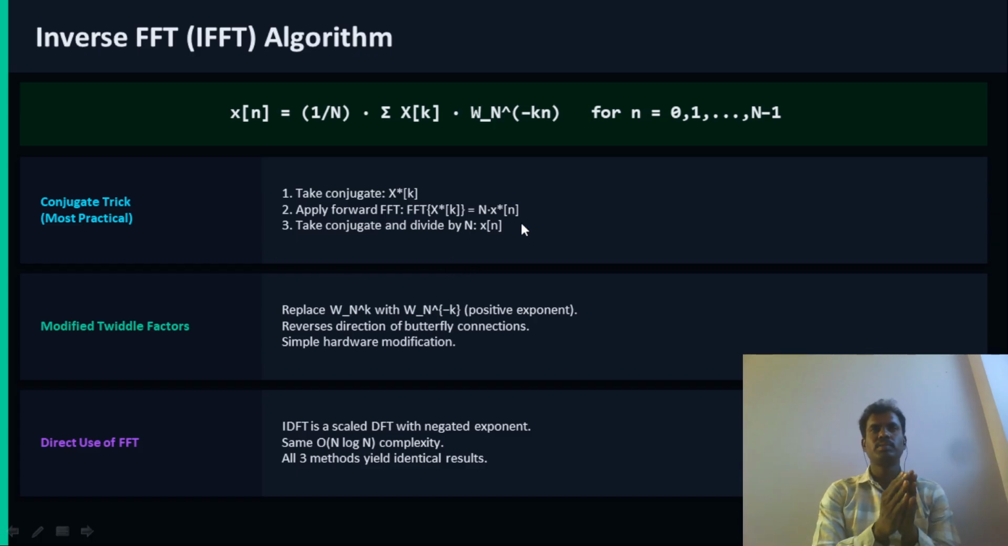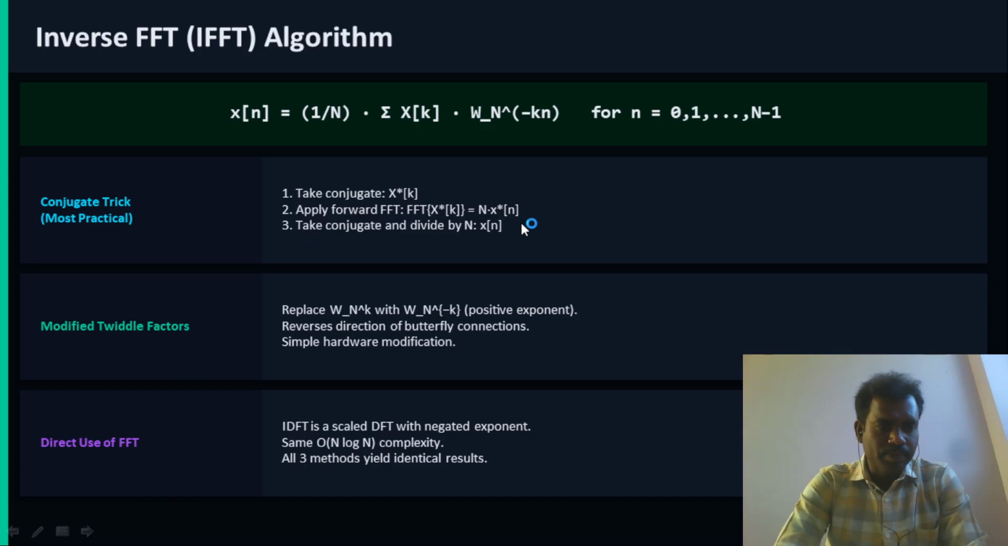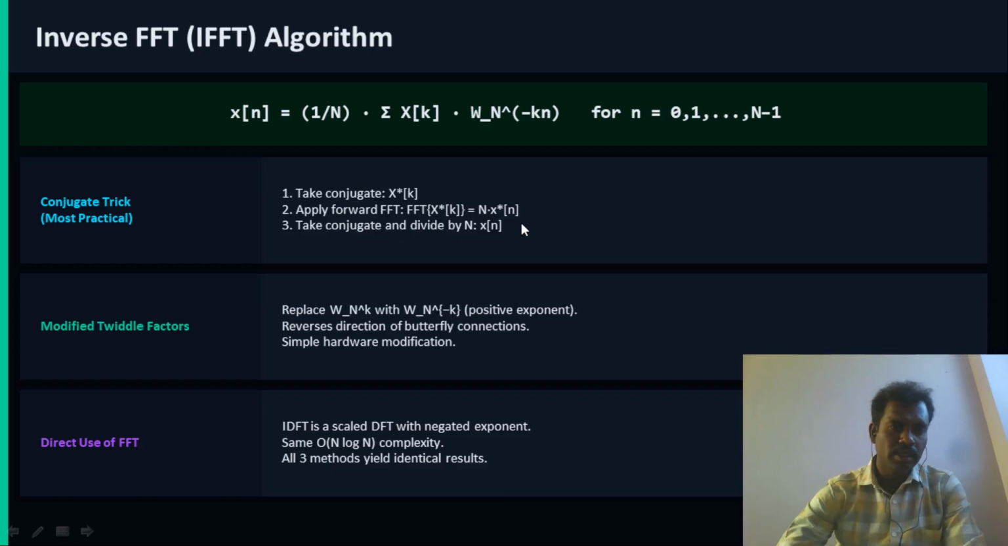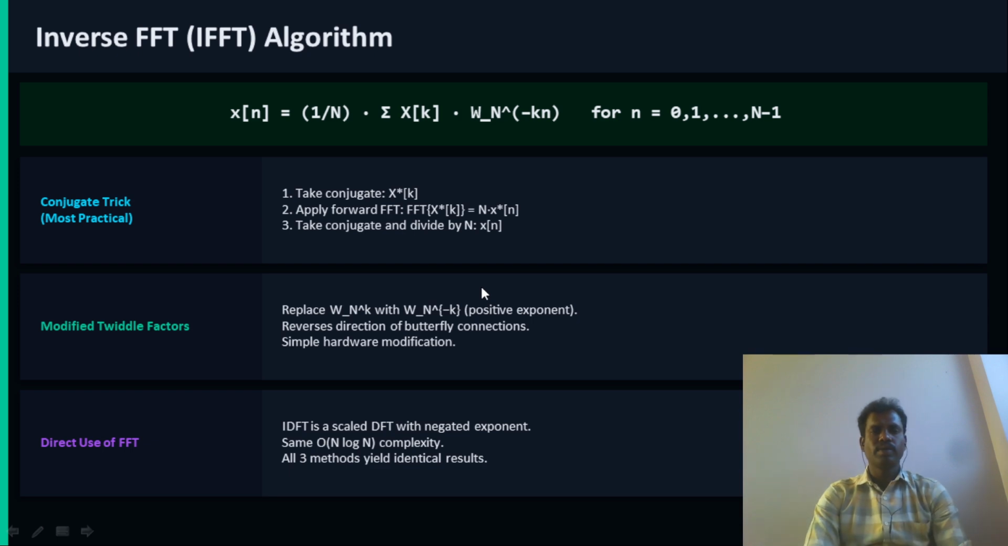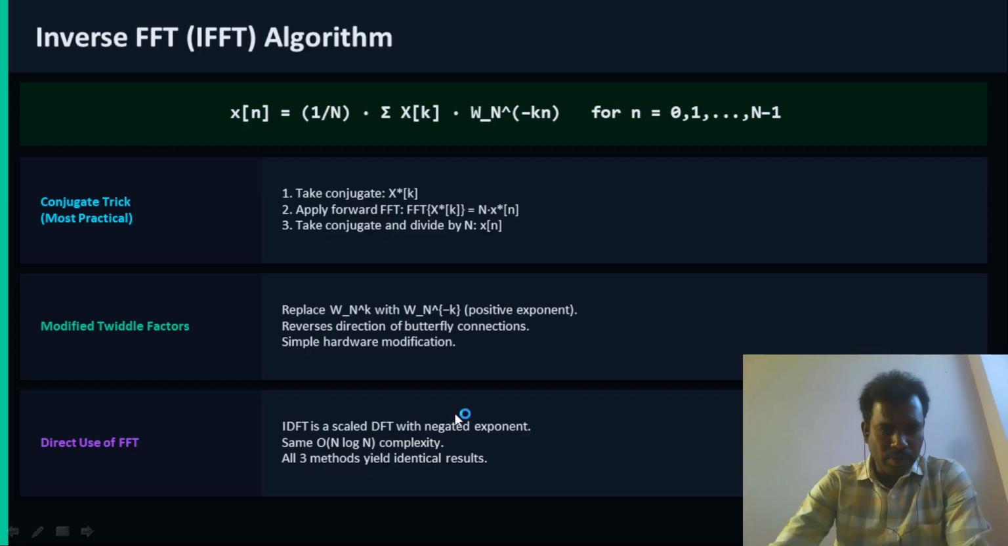So just the input has to be complex conjugated, and then we apply FFT, either DIT or DIF, and the output samples are divided by capital N, and all samples are complex conjugated once again. Right? So this is the way we find the inverse FFT irrespective of the DIT or DIF method, with direct use of FFT.